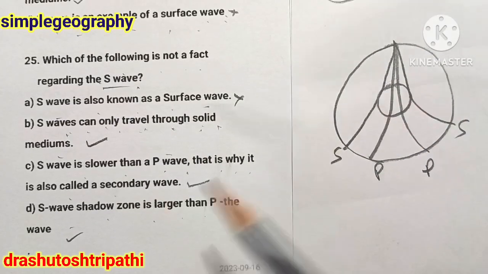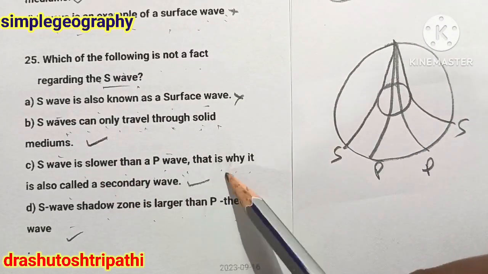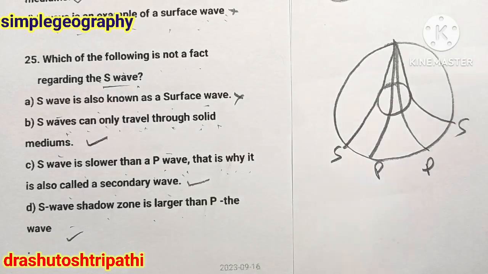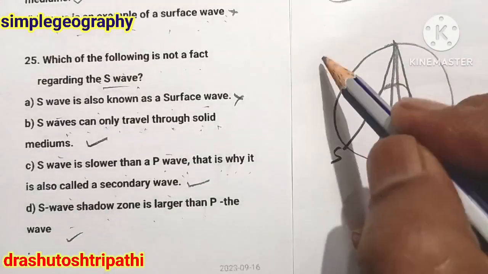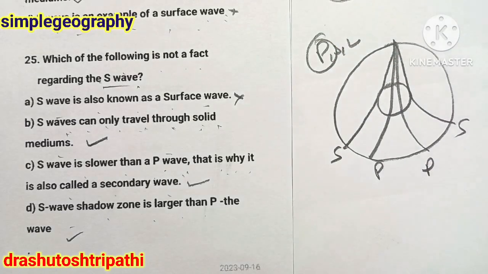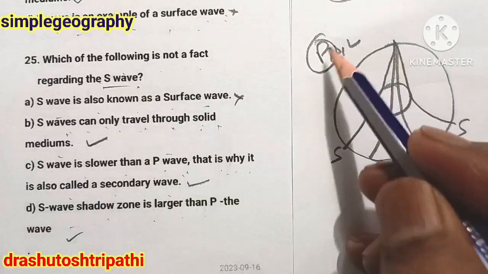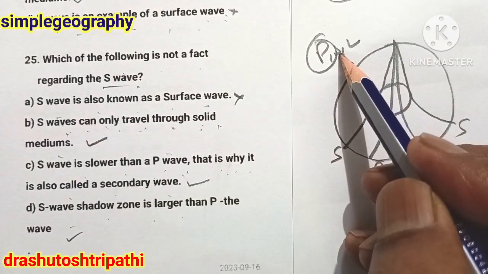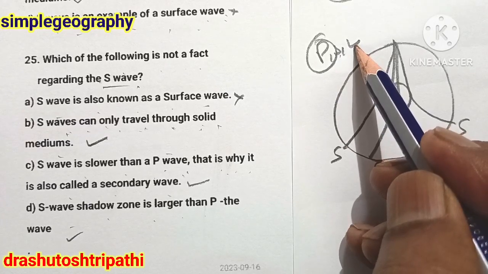From this picture it is clear. S wave is slower than P wave, that is called secondary wave. That is also because among all the three waves P, S and L, primary waves or P wave arrive faster. Its speed is faster compared to S wave. S wave speed is faster compared to the L wave.